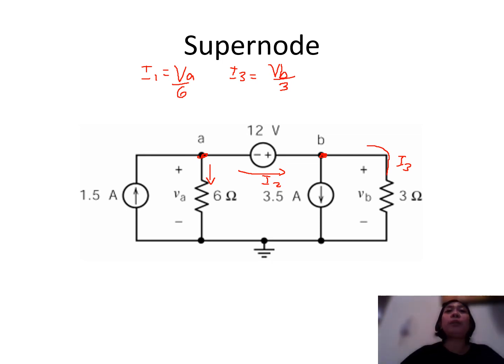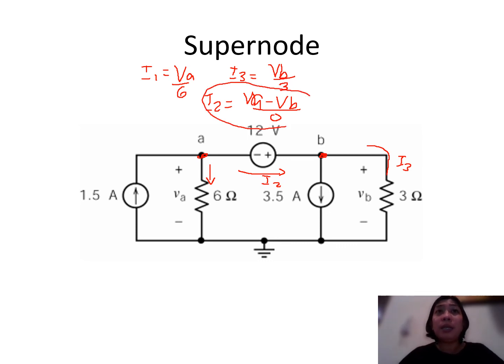How about I2? If we look at I2, it is VA minus VB over the resistance. We don't have any resistor in between, so the resistance there is equal to 0. This is undefined because we have a denominator equivalent to 0. Since we cannot solve for this, we can just assume this to be equal to x. We're trying to solve without using the super node yet, so let us just call that x.